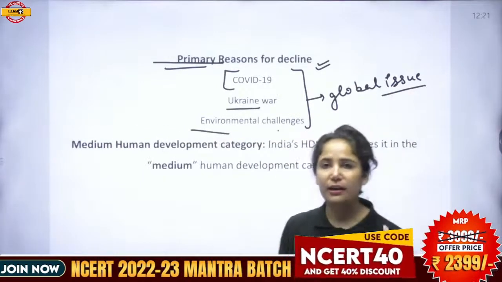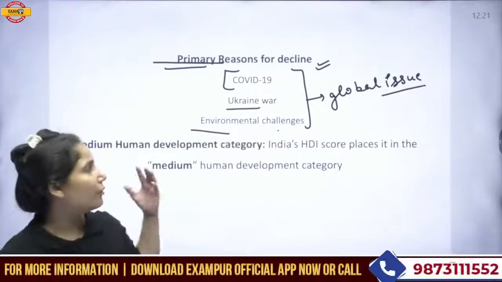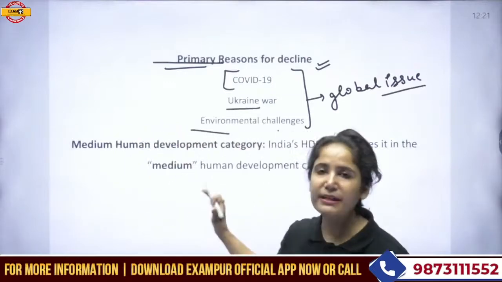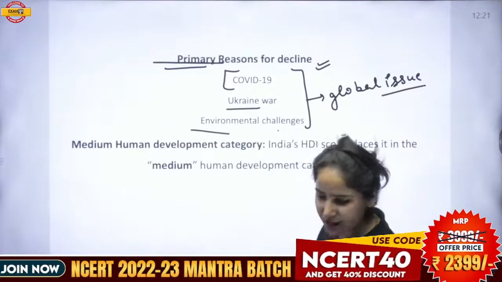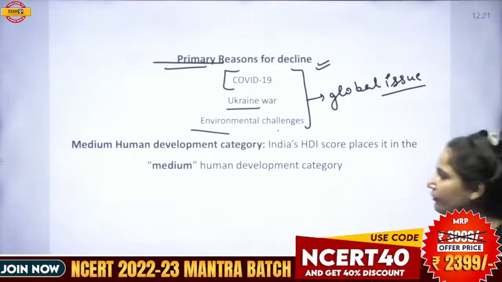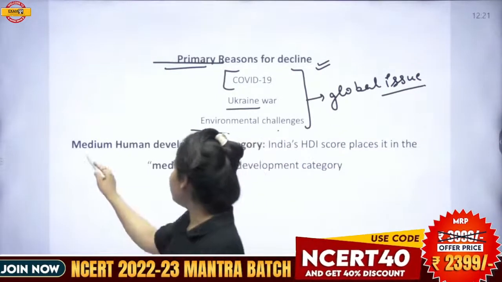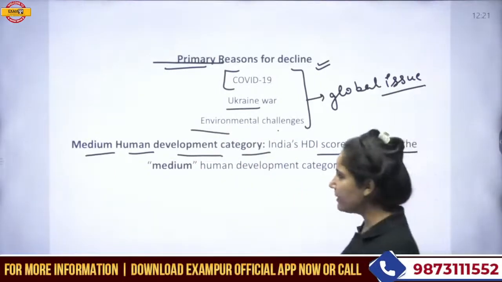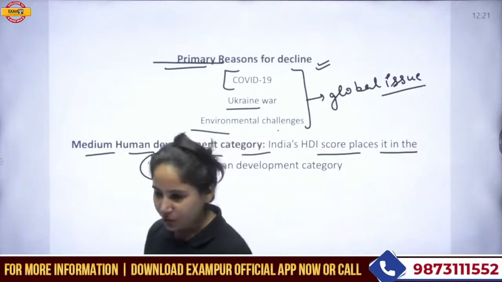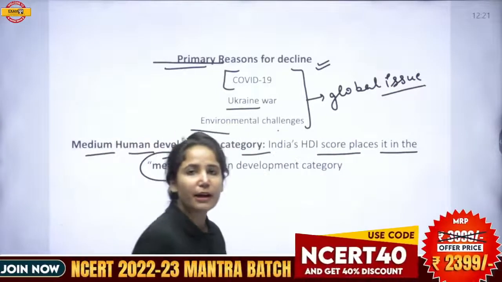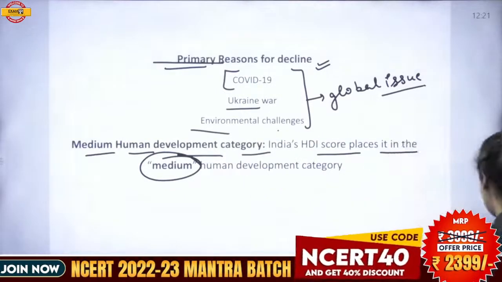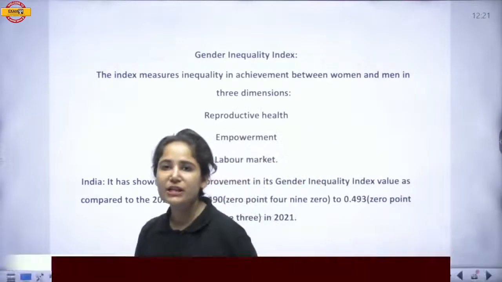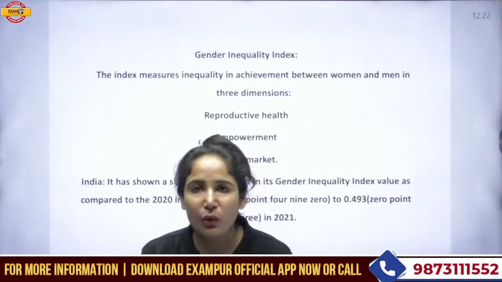COVID was encountered by every single country globally. The Ukraine and Russia crisis was going on, and environmental change challenges are there for all countries. Why are we making a concern for our own country only? So the middle human development category places it at a medium level. We are talking about the HDI index, the medium HDI index, and how much score we have attained, that is 0.645. This is the score of India.